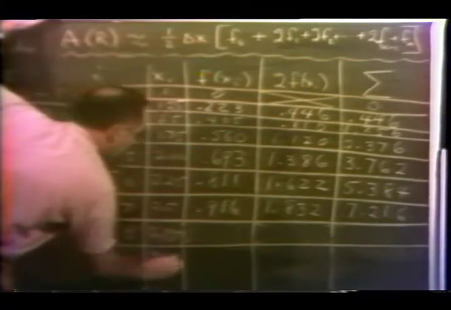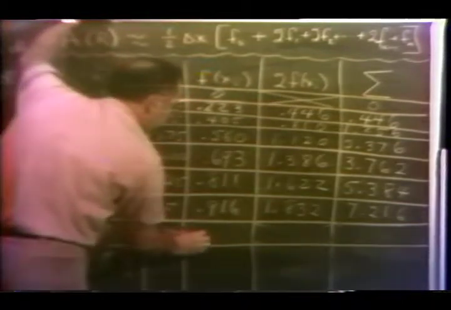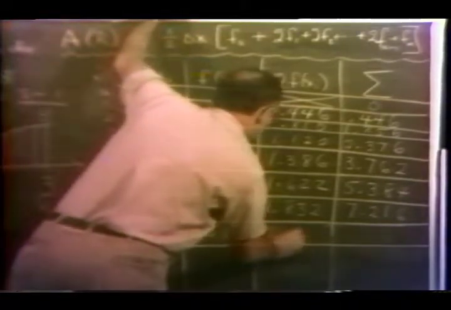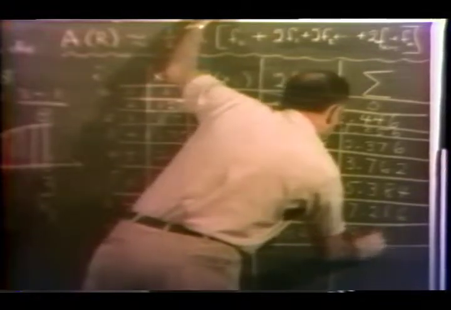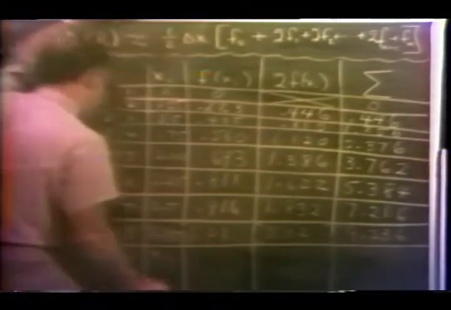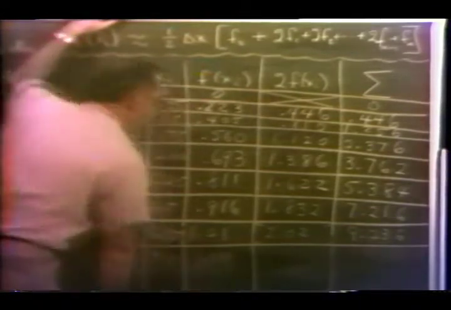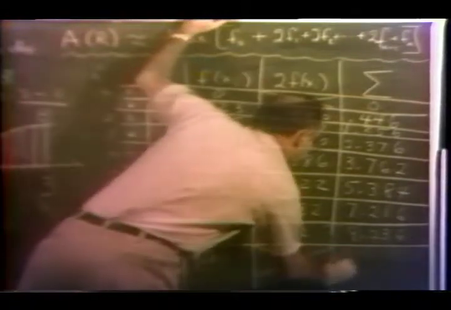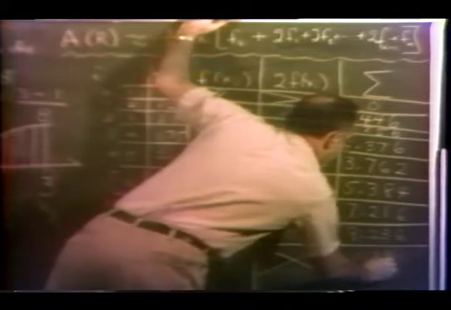2.75 and finally 3. 2.75 is what? 1.01. Now we have to double that one, 2.02. Add that on, 9.236. Now, the value at 3 is 1.10. Don't double that one. Add that on, we have 10.336, right?